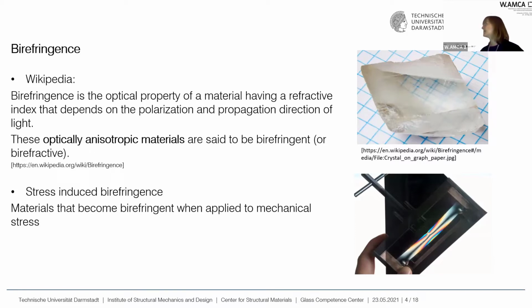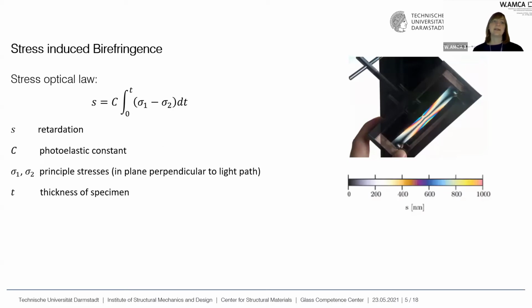And below we can see, this is actually acrylic glass, it's not glass, within a 3-point bending test between 2 polarizing filters. And here, this is the stress optical law. So we have the retardation S, which can be mapped to those interference colors. On the right, we again see this 3-point bending test and the map of interference colors related to the retardations.